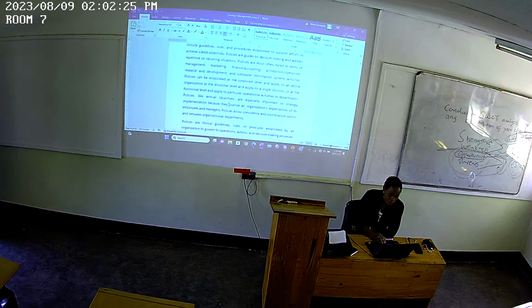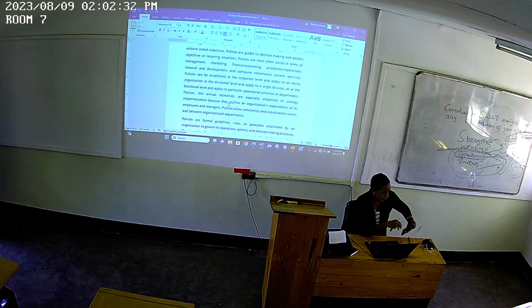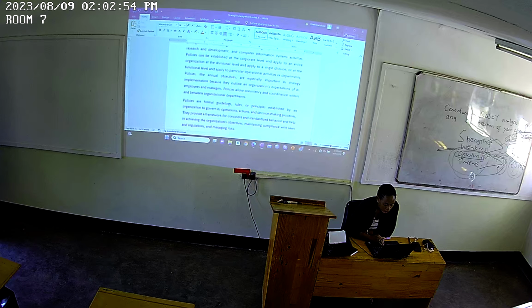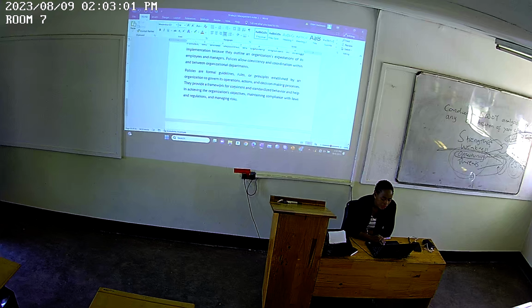So policies can be established at corporate level and applied to an entire organization, at the division level and applied at a single division, or at the function level and applied to a particular activity or department. Policies provide a framework of consistent and standardized behavior and help in achieving the organization's objectives, maintaining compliance with laws and regulations, and management.